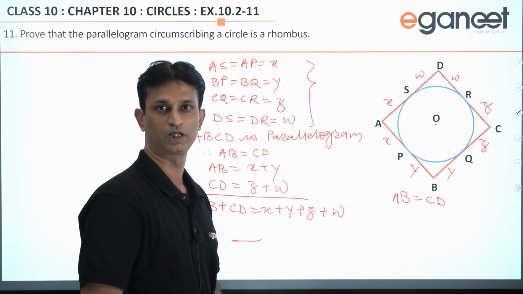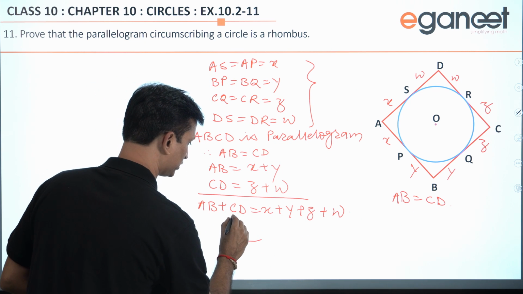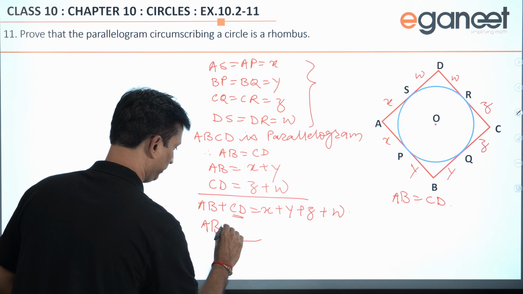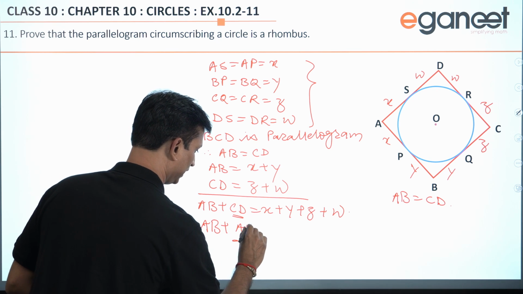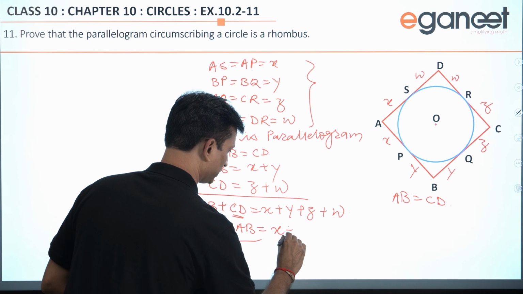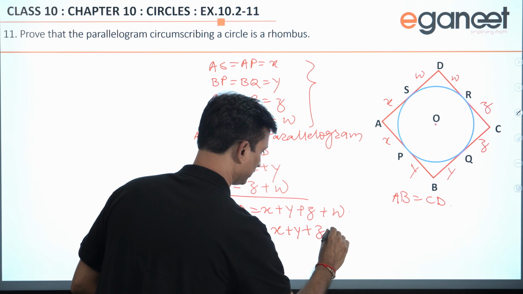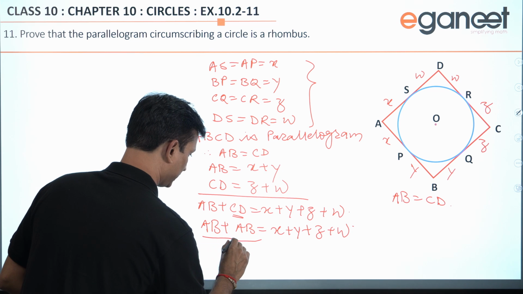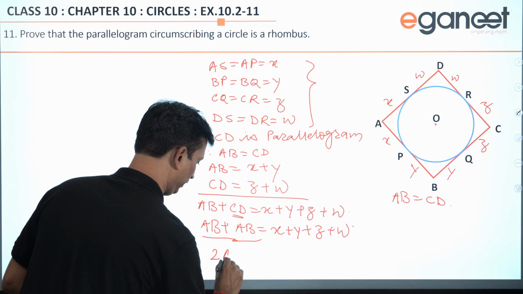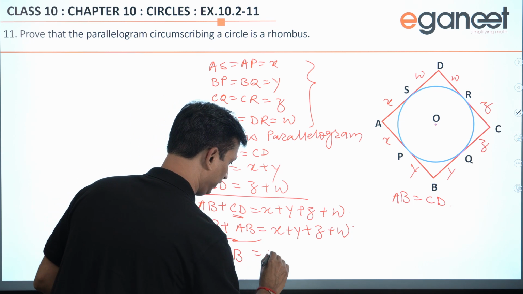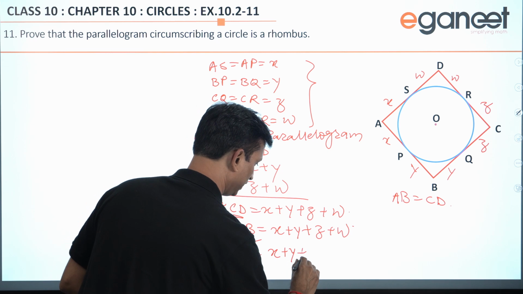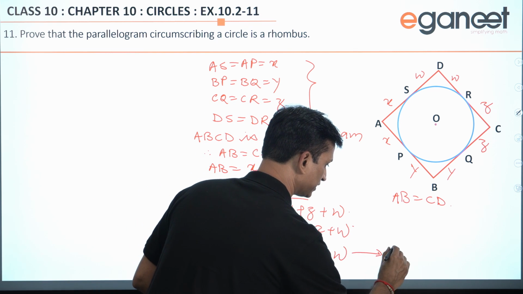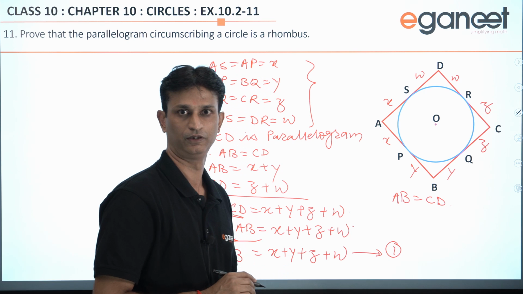But we know that AB equal to CD, opposite sides of the parallelogram are equal, so I can replace CD by AB. So what I will get, AB plus AB is nothing but x plus y plus z plus w, and AB plus AB will be 2AB. So 2AB will be x plus y plus z plus w. I am calling this equation 1.